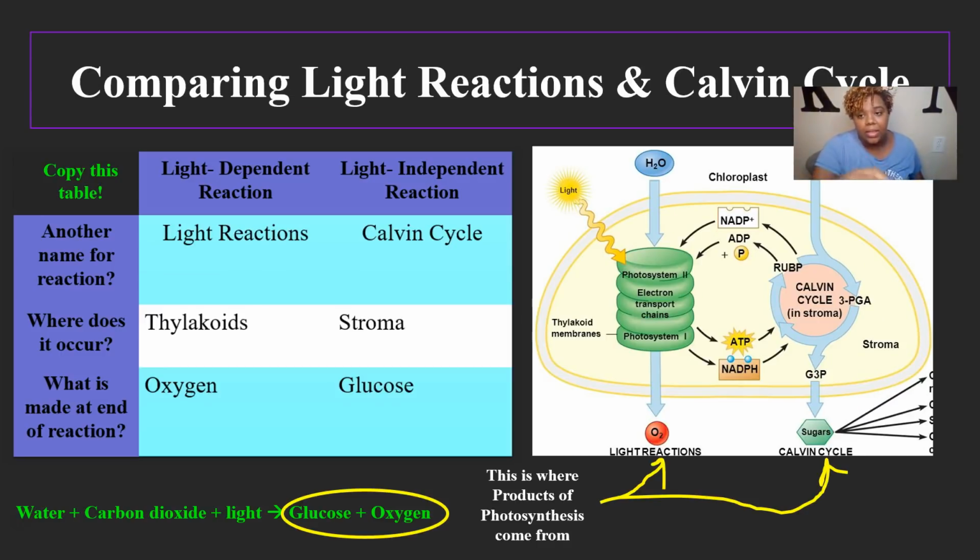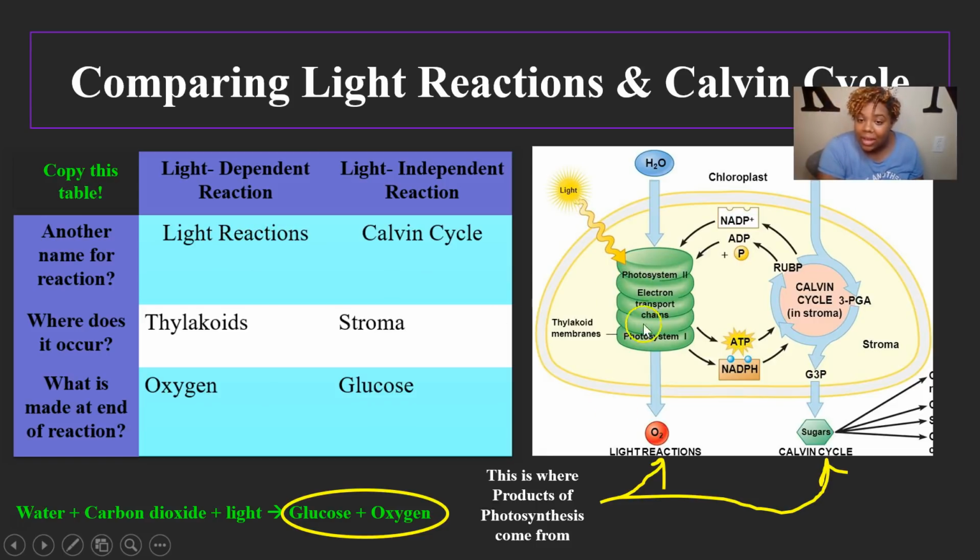So let's go ahead and compare these two diagrams. I want you to make sure you copy down this entire table because you need to know this. There's going to be a good 7 to 8 questions on your test just about this stuff. So don't be a fool. Copy it down, commit it to memory. So let's start here. Light dependent, meaning it needs light. What's another name for it? Light reactions, because the reactions happen in light.